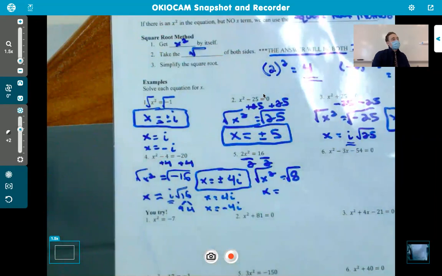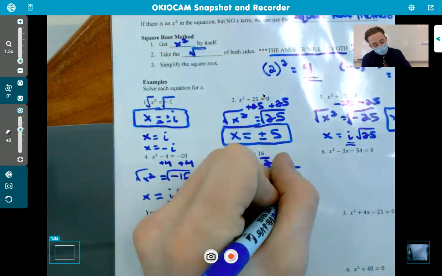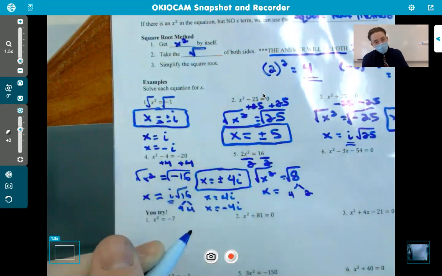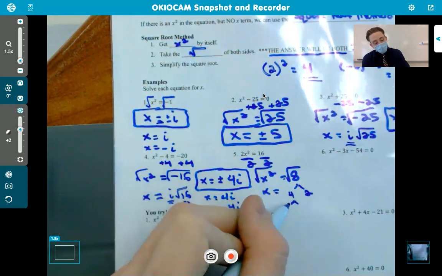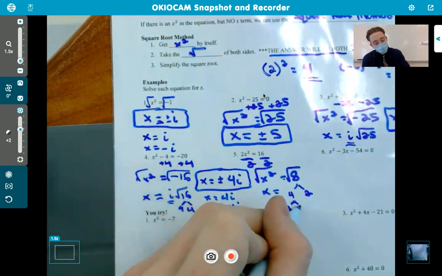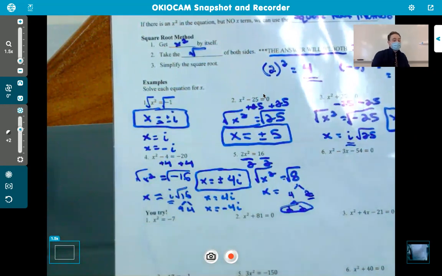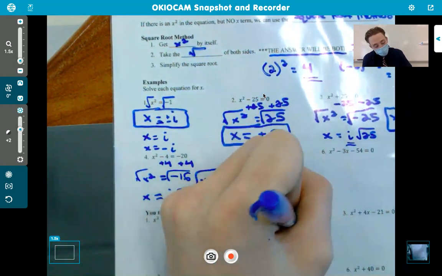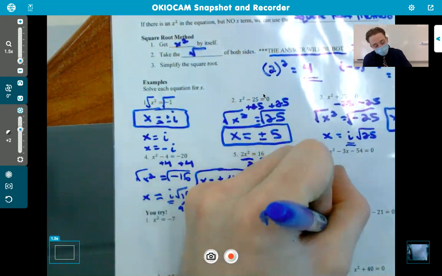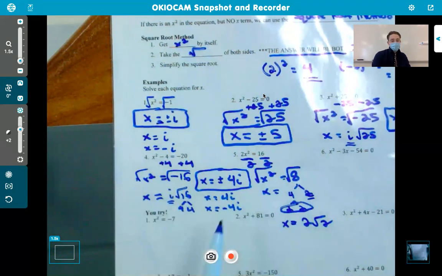Is 8 a perfect square? No. So I need to simplify this a little bit further. What do I know that are some factors of 8? 4 and 2. And I know that 4 breaks down further into 2 and 2. Well, just like our conversation from earlier, I'm looking for that pair. That's going to go on the outside of my parentheses. So I'm going to have 2 on the outside, square root of 2 on the inside. That's how the square root of 8 simplifies.